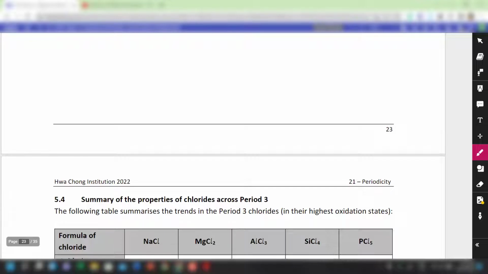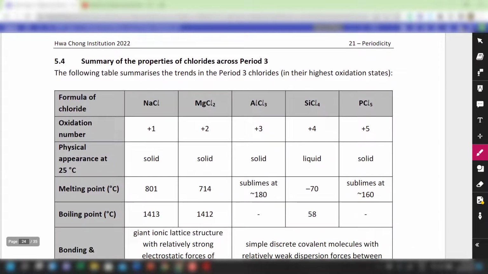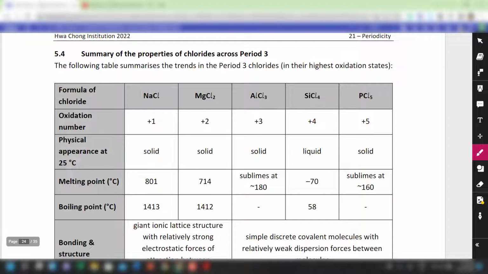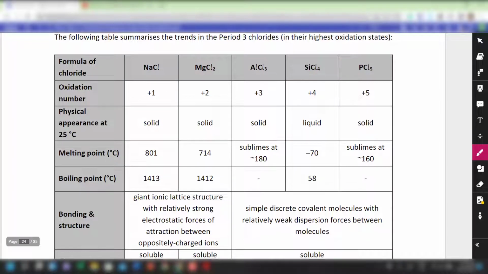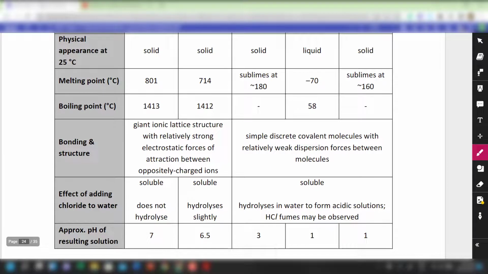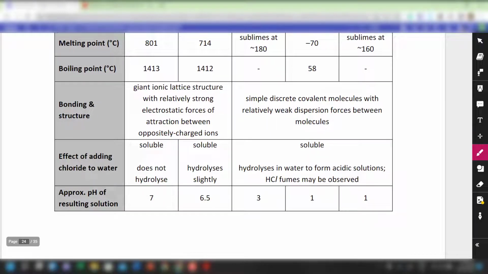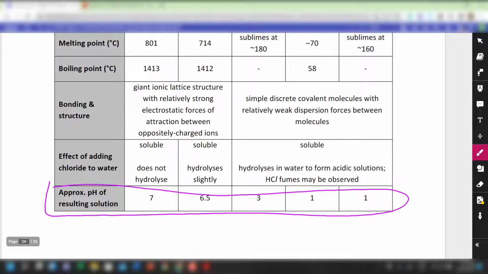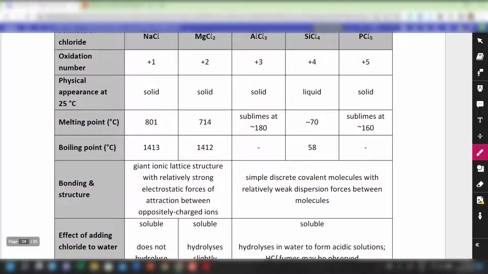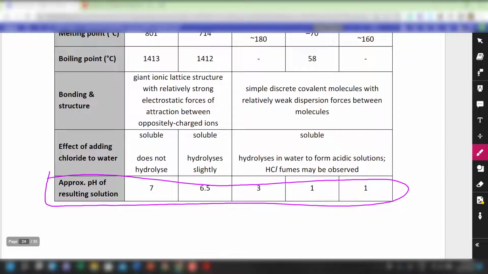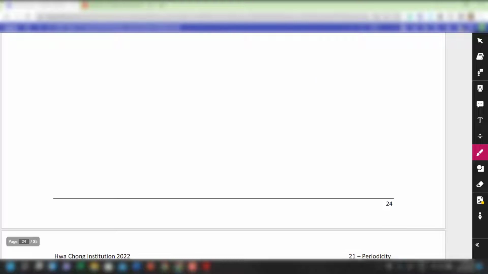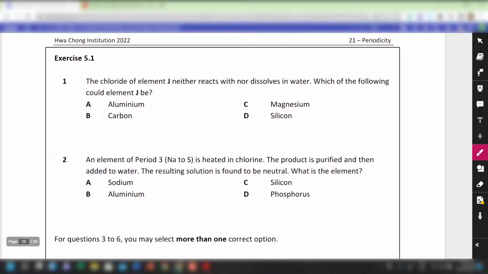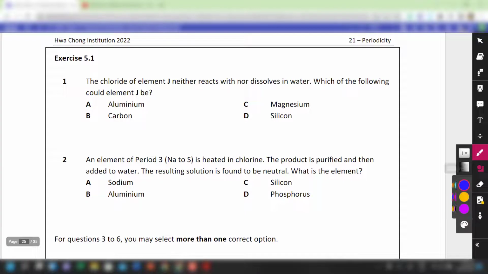Alright, so with that, we have a summary 5.4 on the properties of chlorides across period 3. So I'll leave it to you to read on your own. Yeah, basically it summarizes what we have discussed thus far. And remember that for approximate pH, the initial number of moles of the species remains similar, so that we can compare them easily. I mean, if not, then there is really no point in comparing between apples and oranges. Okay, yeah. So with that, we'll move on to exercise 5.1.